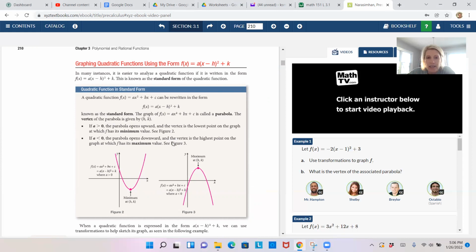And the cool thing is your vertex is going to be your minimum point if it's face up. And how you know it's face up is when a is positive. So if a is greater than 0, it's face up. You can see all that written right here. And then if a is less than 0, you automatically know it's face down, and your vertex is the maximum point. So once we find the vertex, that tells us a lot about our graph.